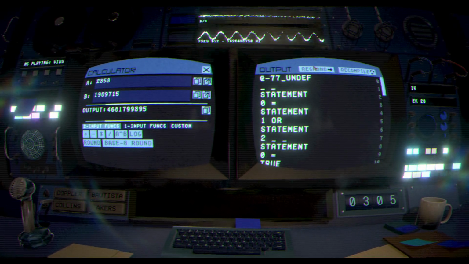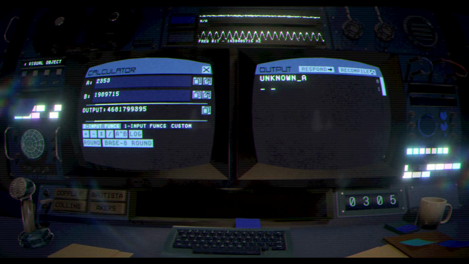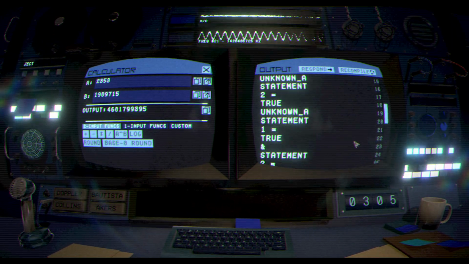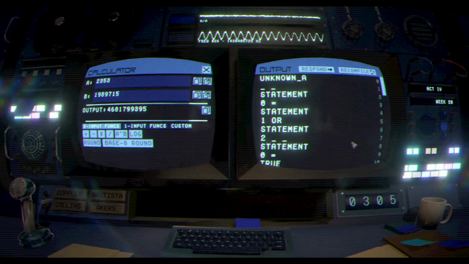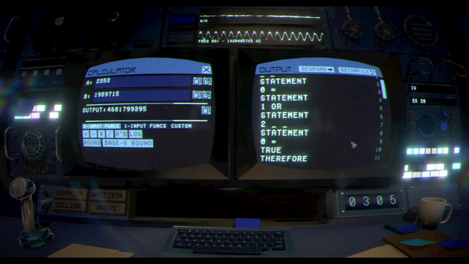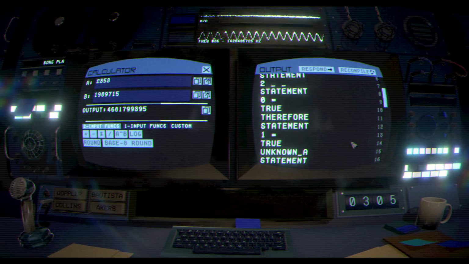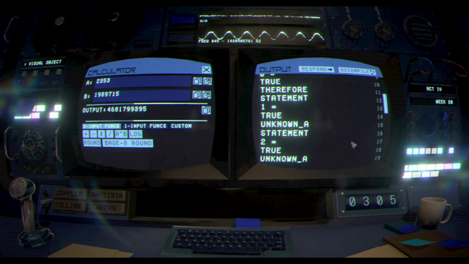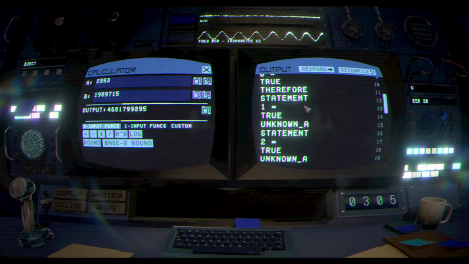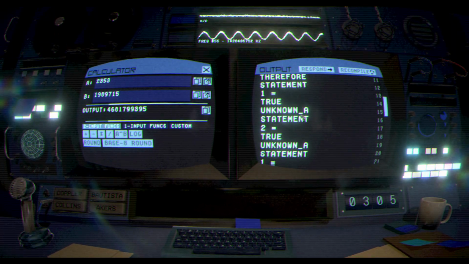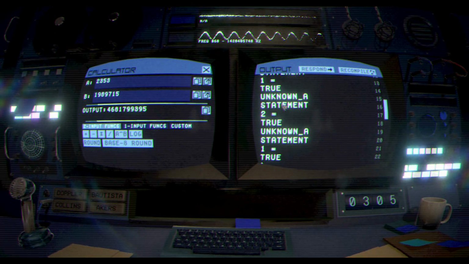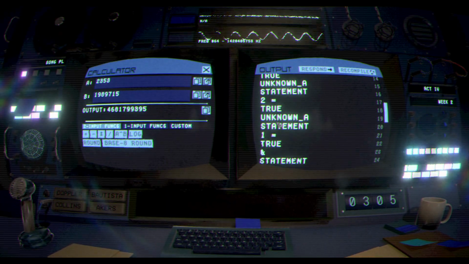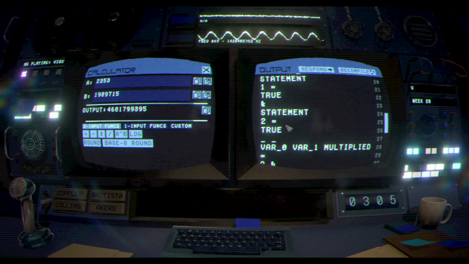Okay. So statement 0 equals statement 1 or statement 2. Statement 0 equals true. Therefore, statement 1 equals true. This seems like it should be another or. Or statement 2 equals true, or statement 1 equals true, and statement 2 equals true.